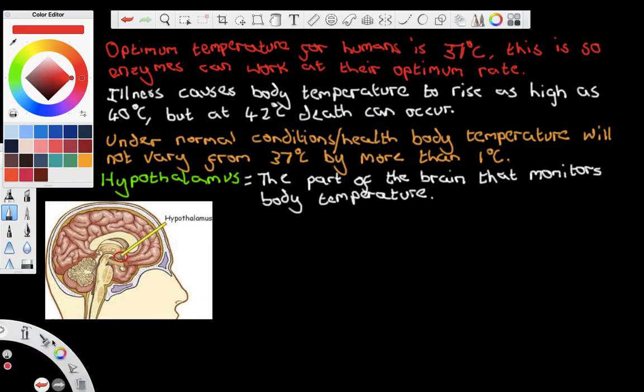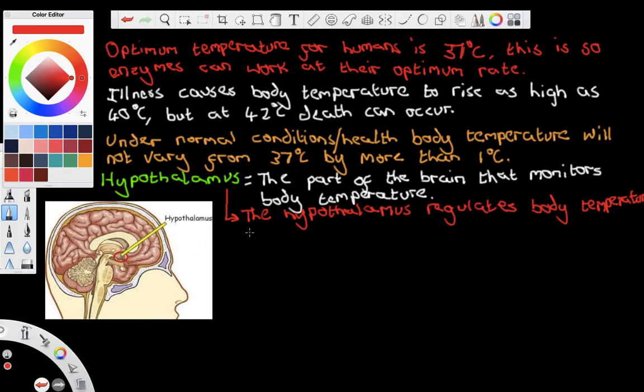So I'm going to add in red underneath. We're going to say that the hypothalamus regulates body temperature via the nervous system.